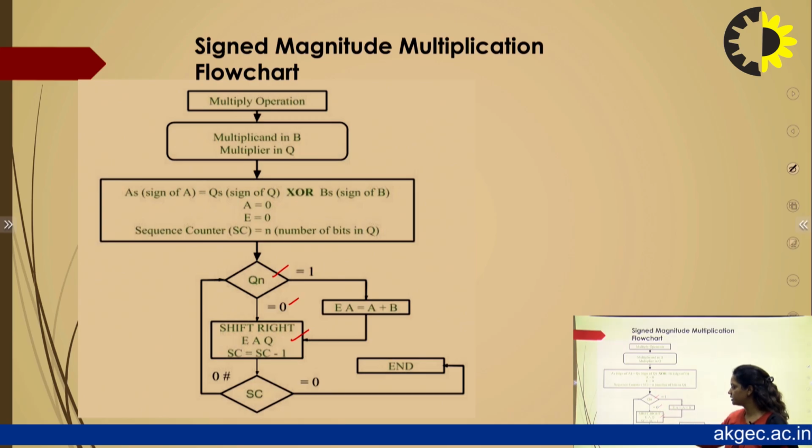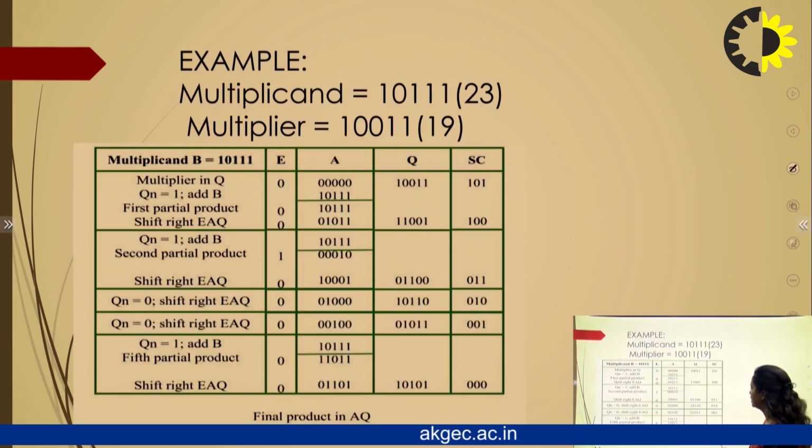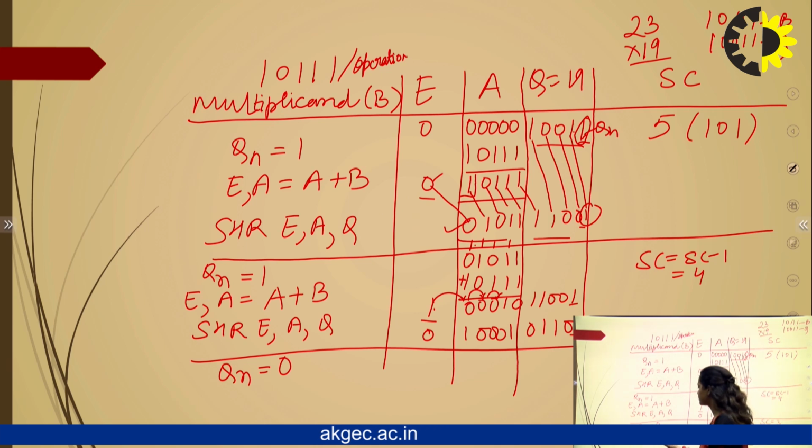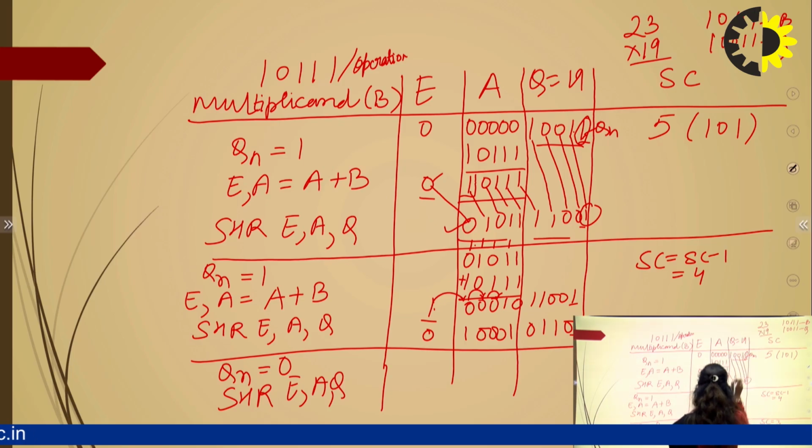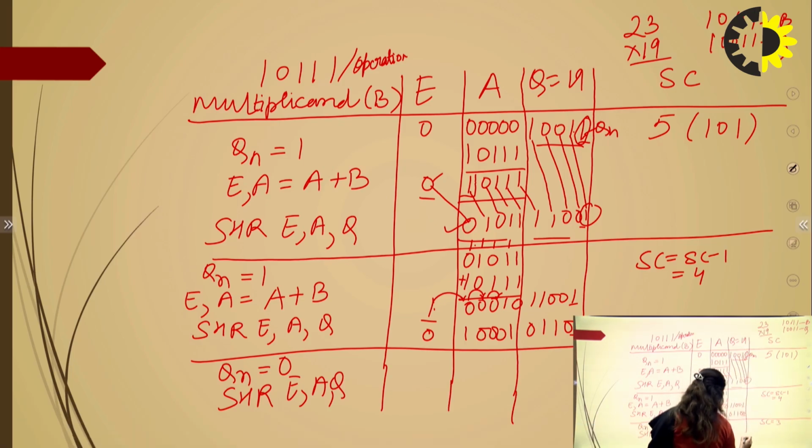This step says directly that we have to shift E, A and Q and then decrement the sequence counter. There is no need for performing the addition operation. So Qn is now 0. We directly perform the shift right operation between E, A and Q, that is flip-flop, accumulator and Q. This 0 will be coming here and 1 will be moving here. Then 0, 0, 0. This 1 will be moving here, and then we have 0, 1, 1, 0. This is the result we are left with.